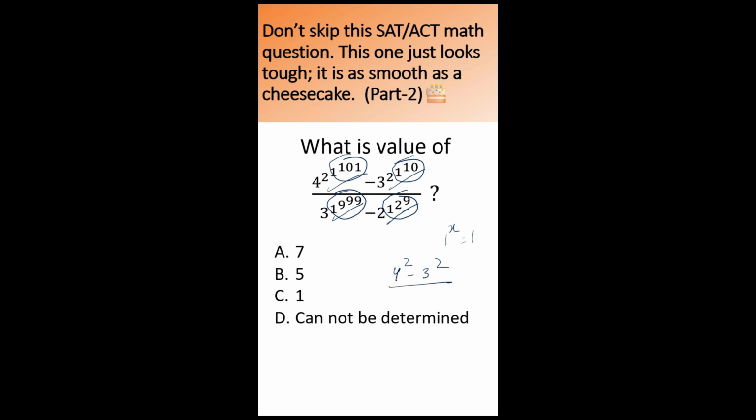So what we have is just 4 raised to the power 2 minus 3 raised to the power 2 divided by 3 minus 2. Or what we have is 16 minus 9 divided by 1, so equals 7. So our option A will be the answer.